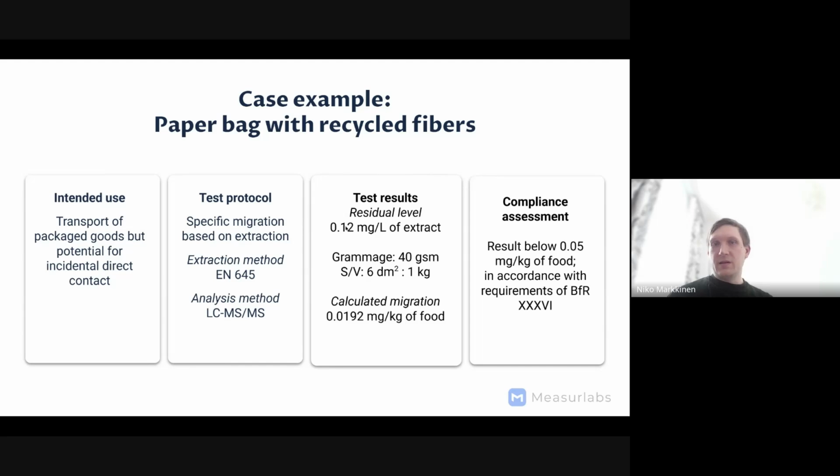And based on that study, we get a residual level that is detectable, but the limit is for migration. So how do we calculate that? Then we need the grammage of the paper bag. We need to consider what the surface to volume ratio is. In this case, it's not specifically defined because you don't have a particular shape and size and amount of food that goes into it. So you use the conventional one. And putting those numbers together, we get a calculated migration of about 0.02 milligrams per kilogram of food. And then we assess that in the specific use, with specific BPA, this would be compliant with BFR 36.